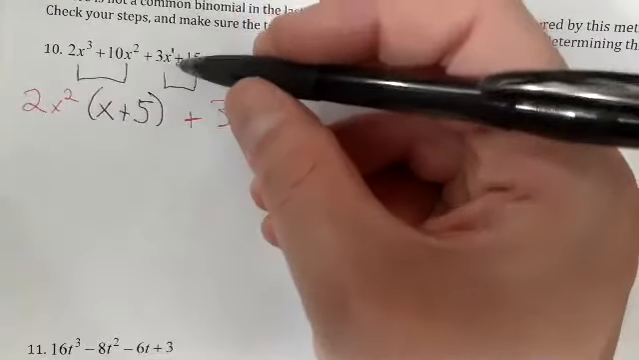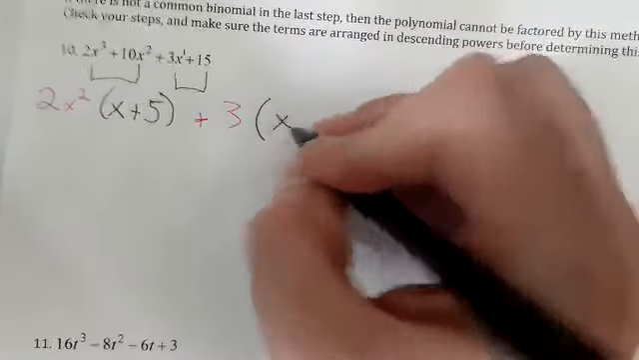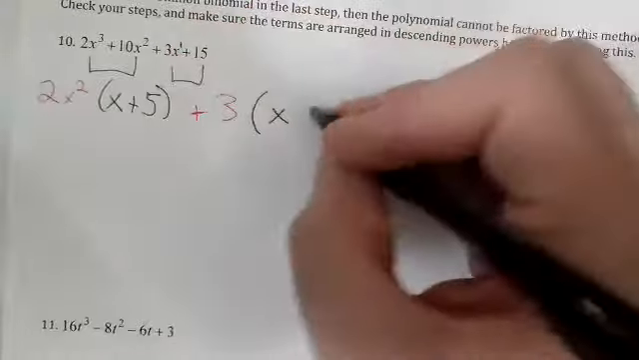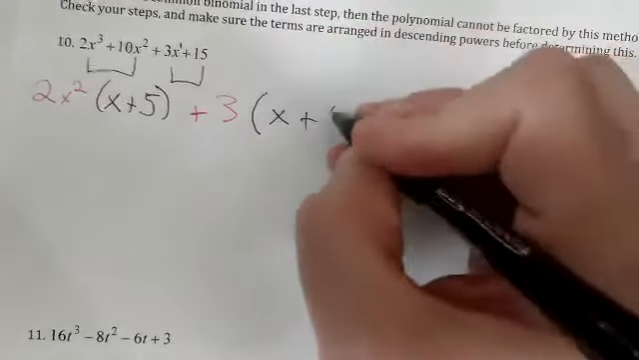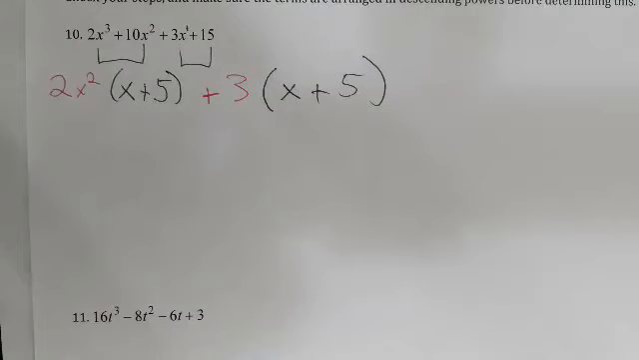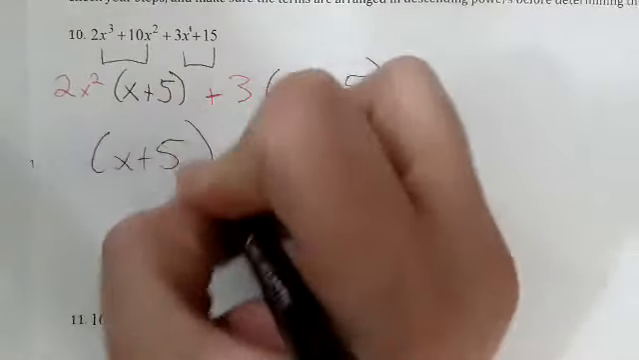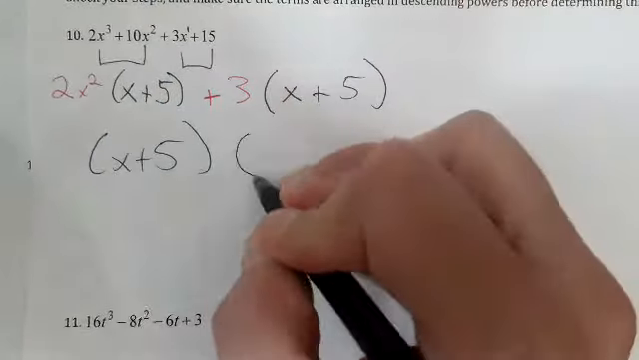If I pull out 3 from 3x squared, divided by 3, it's going to give me an x. If I pull out 3 from 15, it's going to give me 5. And now we're looking at this thing. This should look like what we were doing on the previous page. My x plus 5 is the thing that I have in common, so I can pull out an x plus 5. And now we've done the factoring.